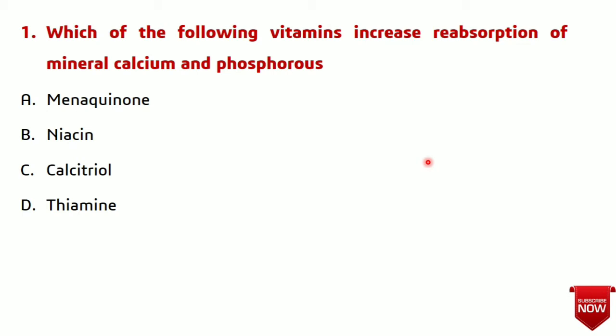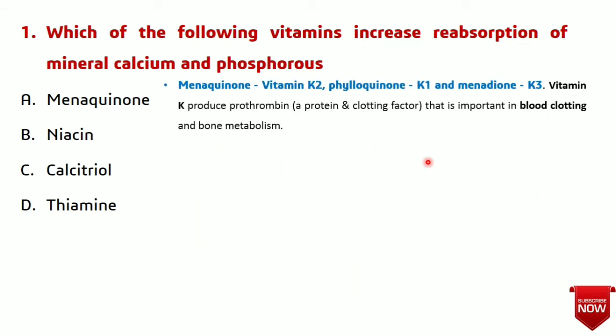You can observe all these are vitamins. Let us see one by one what is the importance of menaquinone. Menaquinone is vitamin K2, and K1 is nothing but phylloquinone and K3 is nothing but menadione. So this vitamin K produces prothrombin. Prothrombin is a protein and clotting factor that is important in blood clotting and also in bone metabolism.